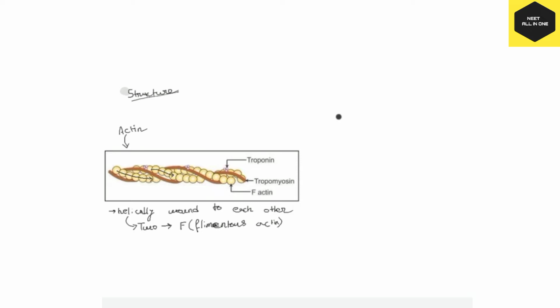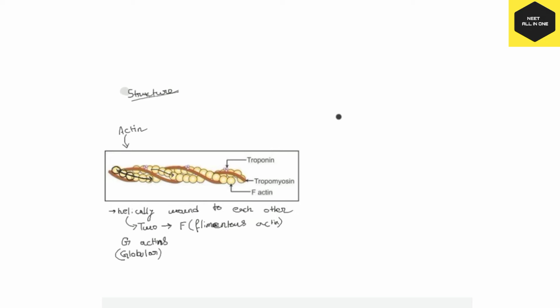Now this one filamentous actin, or this one, you can see that it is made up of these round structures. These round structures are known as G actins, or globular actins.